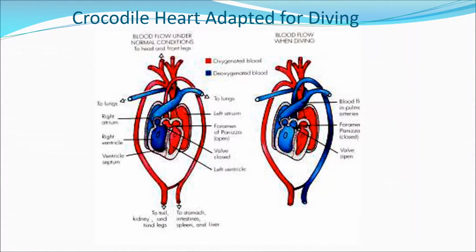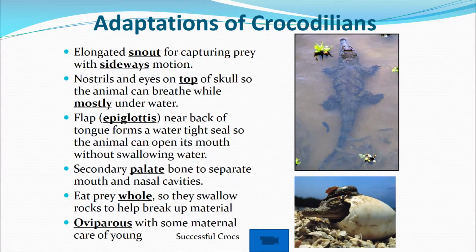Crocodile heart is adapted for diving. That's probably why they've got this 4-chambered separated heart, so they can withstand that pressure. They do have an elongated snout. These are the crocodiles, so that they can eat or grab things sideways. Their nostrils are on the top of their skulls, so they can sit underwater almost entirely, except for just their little nostrils. They do have an epiglottis near the back, just like we do, so that they can open their mouth without swallowing or breathing in water.